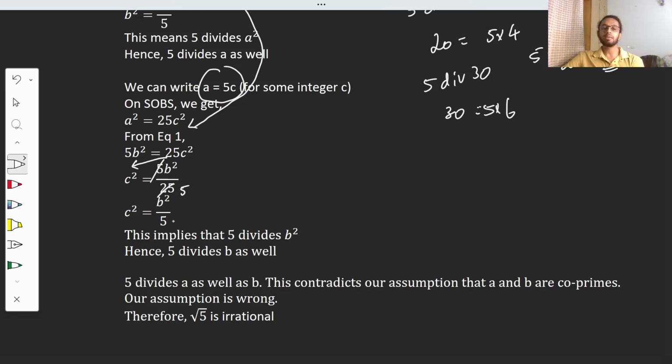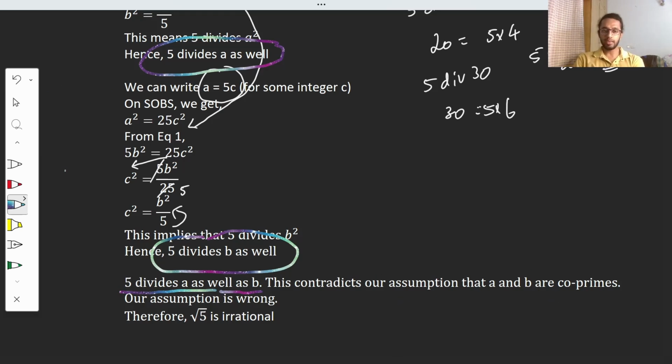Now we can say similarly, like how we said in the first step, 5 divides b square and 5 divides b as well. Now in the first step, as you can see here, we have got 5 divides a. Here we have got 5 divides b. Now we can conclude by saying 5 divides a as well as b. But this contradicts our assumption that a and b are coprimes.